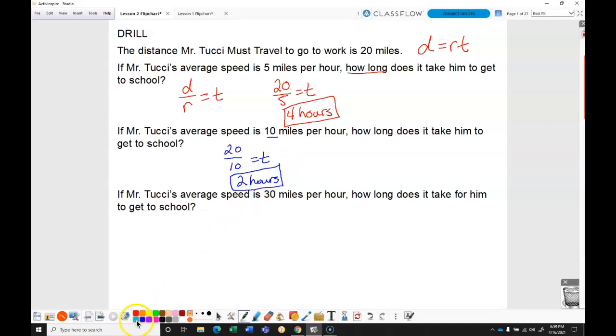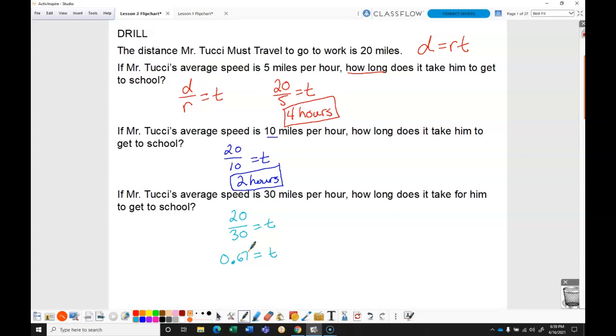The last one he's going to do is at a 30 mile an hour rate. So when we take our 20 and divide it by our 30 to get our time, what we end up getting is 2/3 basically, which is 0.67. Now that's 0.67. It's not 67 minutes. We can't just simply transfer decimals to minutes.